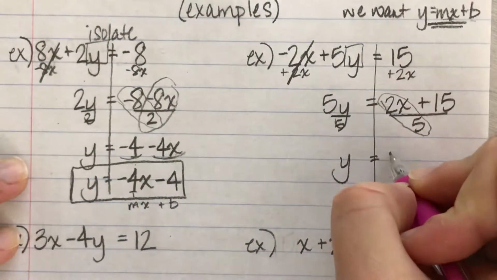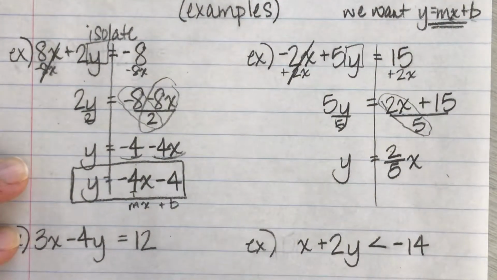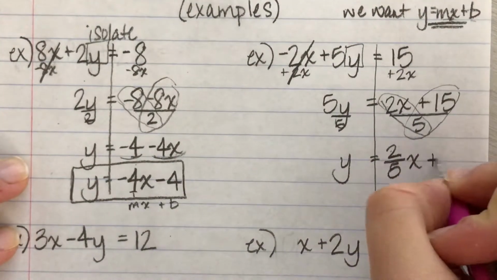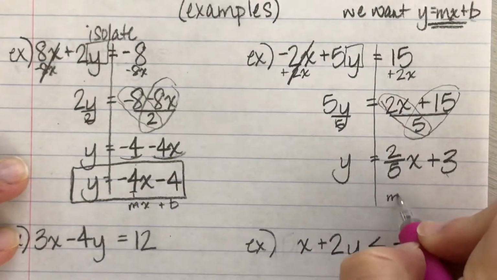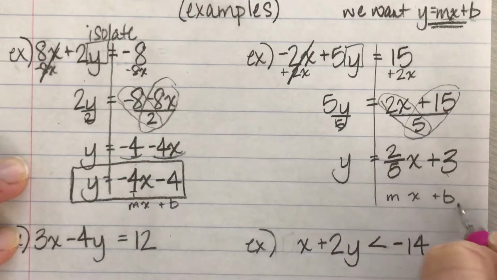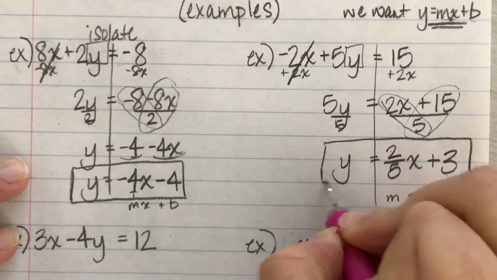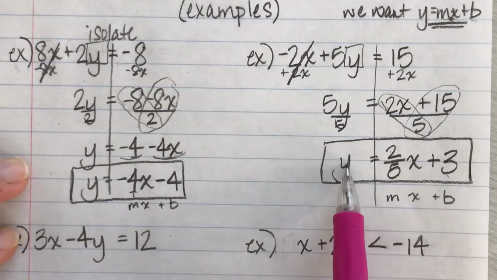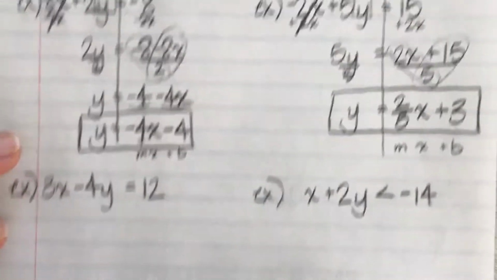So if I can't work out 2 divided by 5, I'm just going to leave it as 2/5 with an x. For my y-intercept, 15 divided by 5 gives me a positive 3. And so again, I could graph this. Now I have mx plus b, so I could begin at 3 and move according to my slope. So it's just really taking stuff that we've done before, but now you actually have a reason why we're isolating y, because we like this mx plus b version.